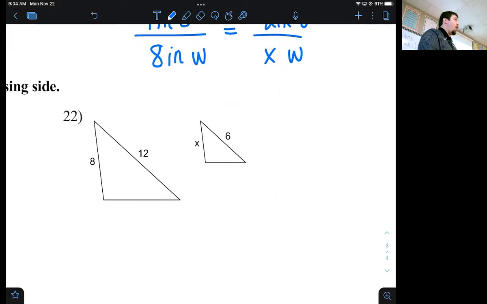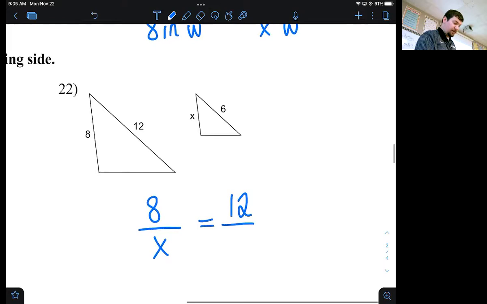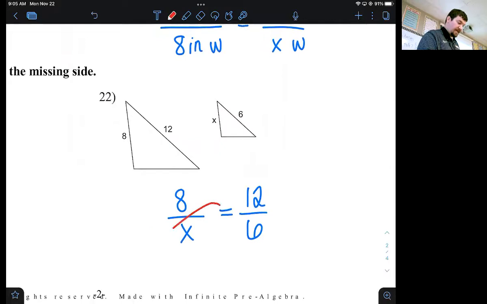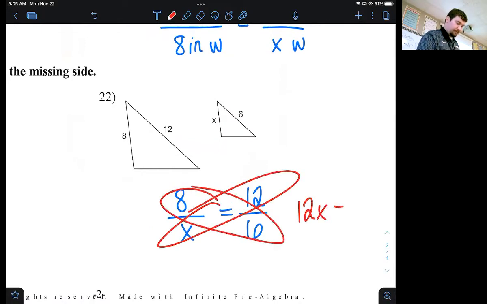Similar figures are proportional. What is the height of the big triangle? 8. What's the height of the small triangle? X. That's got to be proportional to, go back to the big triangle, what's the slanted side on the big triangle? 12. And what's the slanted side on the small triangle? Okay, let's cross multiply this. This is how easy number 21 is going to be as well. What's X times 12? What's 8 times 6? 48 divided by 12 is 4.